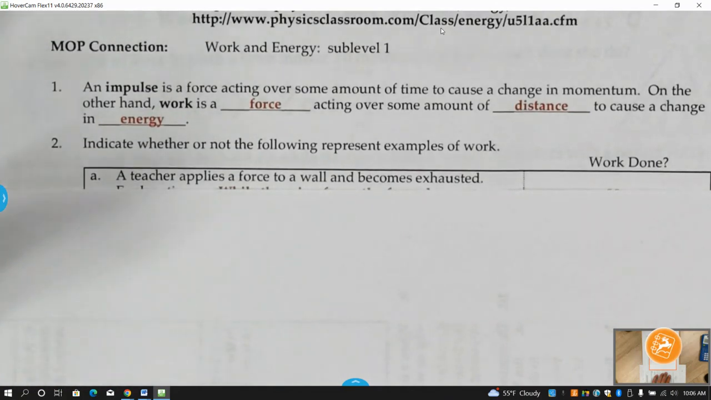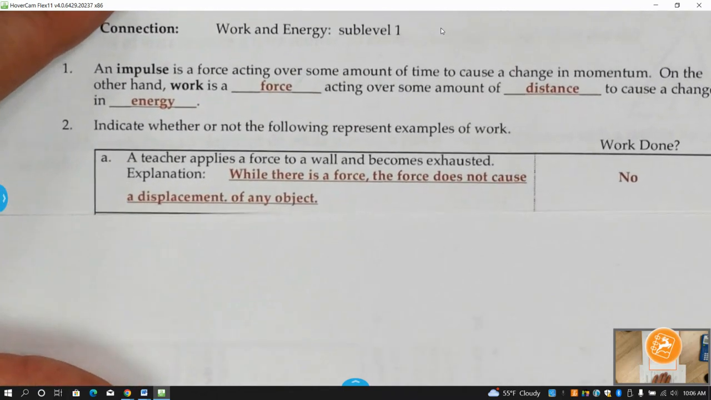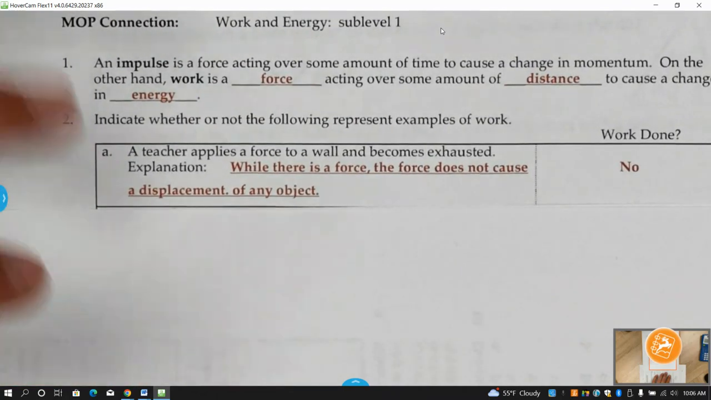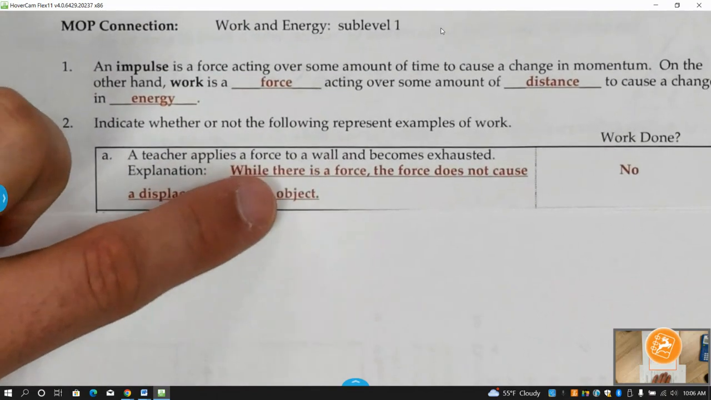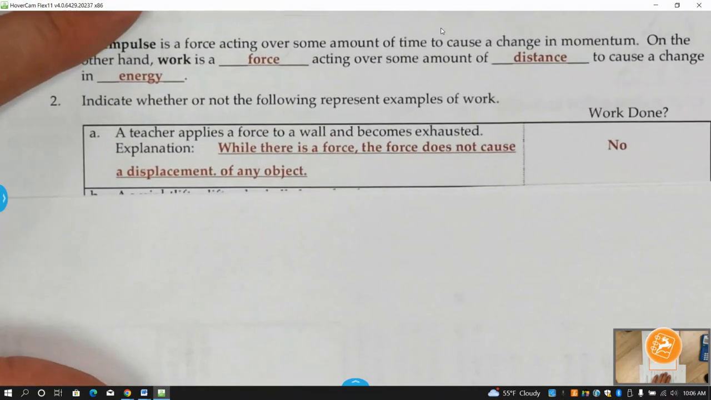So if I pushed on the wall as hard as I could, am I doing work? No. Correct. Good. Why? Well, yeah, there's a force, but no displacement. You can start to simplify these. You don't need to write these out word for word. Basically, I'm applying a force. There is no displacement. So that's why the answer is no.